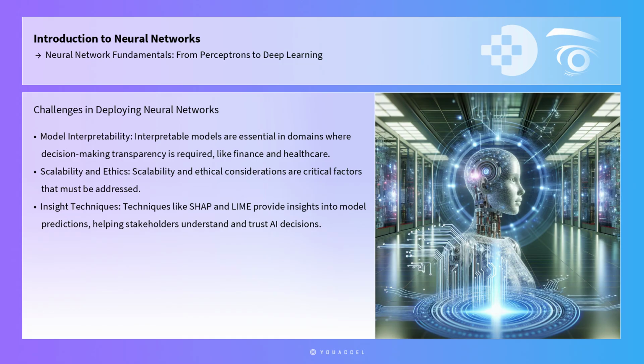Despite these successes, deploying neural networks in production environments presents unique challenges. Model interpretability, scalability, and ethical considerations are critical factors that must be addressed. Interpretable models are essential in domains where decision-making transparency is required, such as finance and healthcare. Techniques like SHAP and LIME provide insights into model predictions, helping stakeholders understand and trust AI decisions.